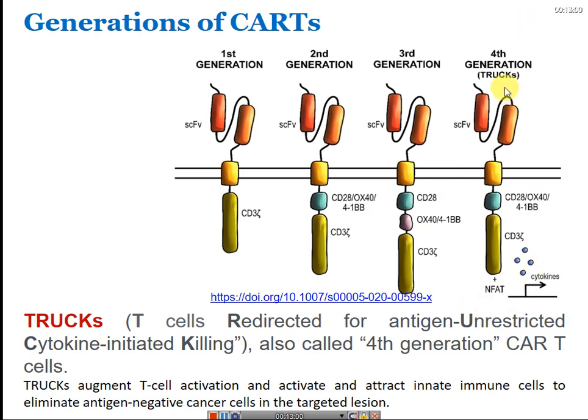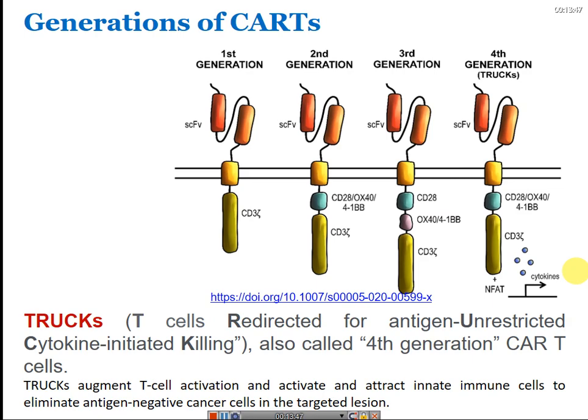So this fourth generation is also known as T cell redirected for antigen unrestricted cytokine initiated killing. So what does it do and how is it useful? As we have discussed these three types, this fourth one I will give you a little bit of information about. This fourth generation CAR can activate and attract immune cells, because it activates cytokine production, so it can activate as well as attract innate immune systems to eliminate the antigen negative cancer cells in the targeted lesion.